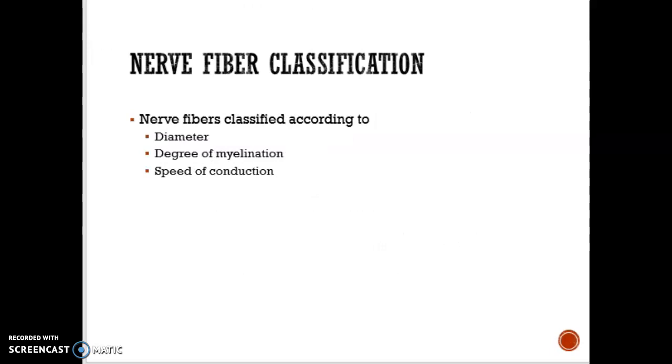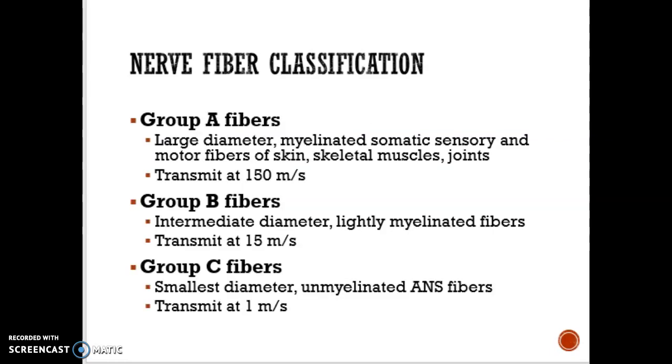All right, classification of fibers. I've already said the diameter, degree of myelination, speed of conduction. So if you want to look through these, there's 3 classes of fibers. There's group A's, group B's, and group C's. They're just in relationship to size. So larger diameters are group A, smaller diameter group C.